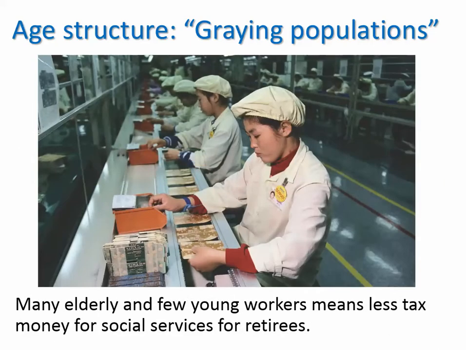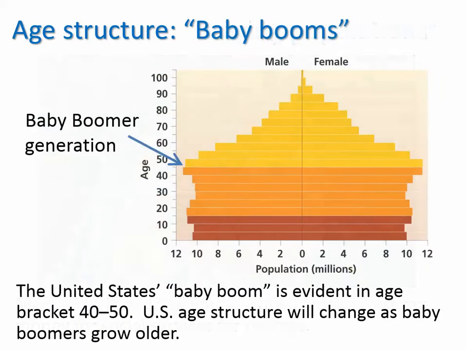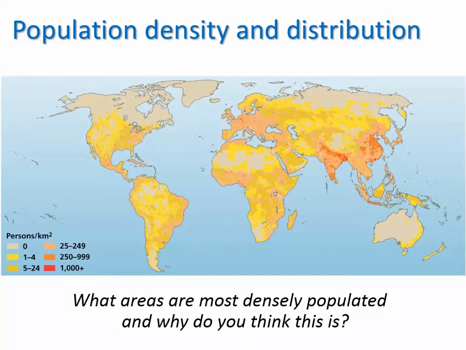This can create some problems for countries, because many elderly and few young workers means less tax money for social services for retirees. It's basically the young people who are working that are making the money to support the older people. We see a similar effect happening in our country with our baby boomer generation. These are people who were born shortly after World War II, when soldiers were returning. And right now, these individuals are mostly in their 60s. And we do see a bulge in our human demographics for the U.S. And we'll see that bulge continuing to move up as the years progress.